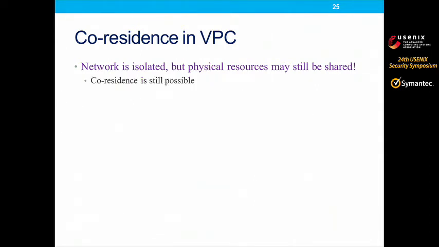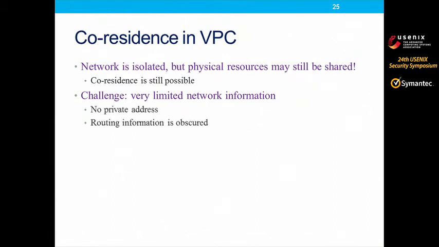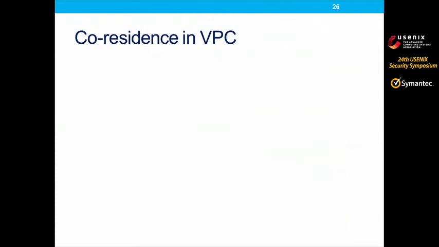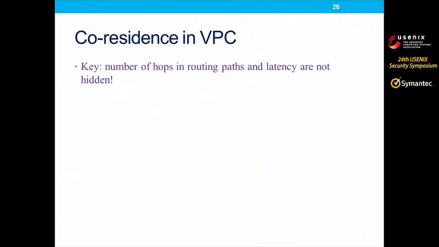However, VPC has indeed given the attacker a great challenge because the networking information is very limited. Without any private IP address, the attacker can no longer use the older way to achieve collisions as the previous works. And even the routing information related to the VPC instances will always hide some sensitive information to hide the physical location of the target. However, here we are able to propose a new way to achieve collisions in VPC by leveraging the end-to-end latency and the number of routing hops.